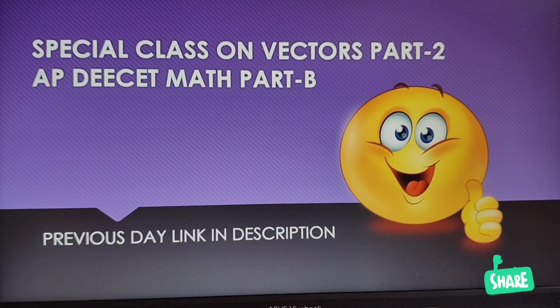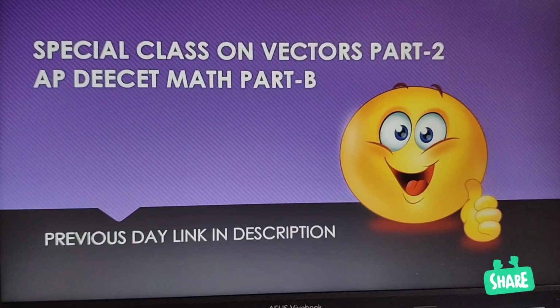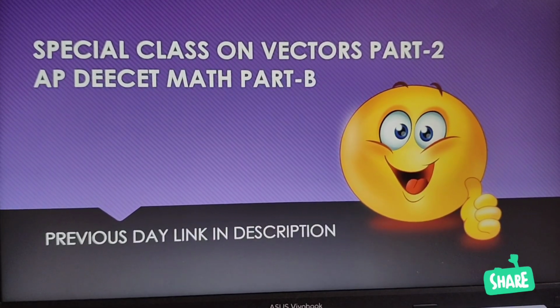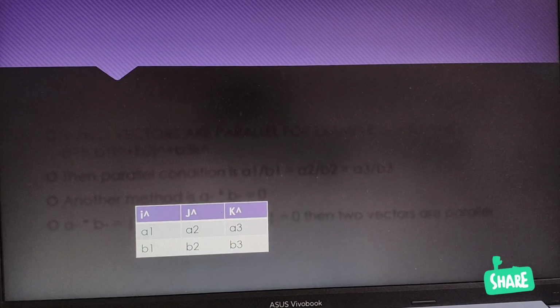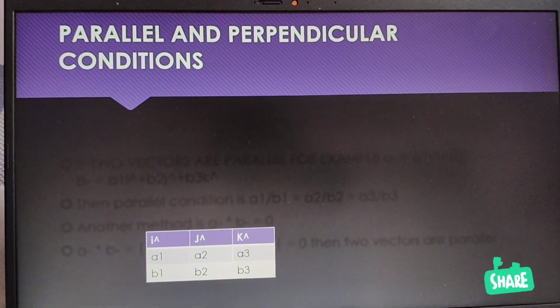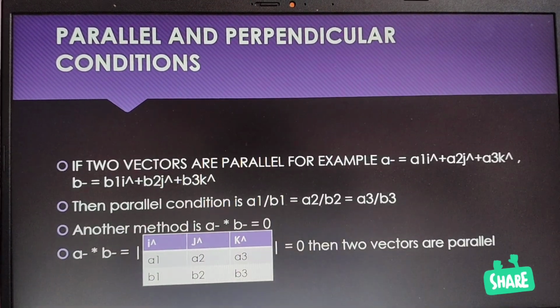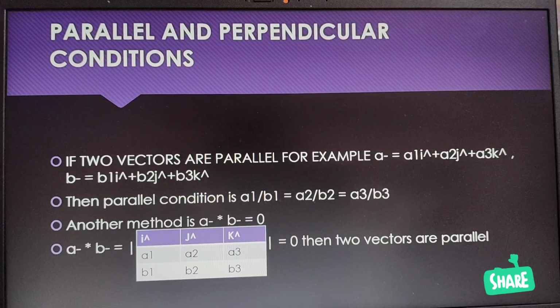Let us move on towards the class, and the next part will be the quiz. Please do participate. For that you need to have greater concentration in this video. First of all, let us learn about parallel and perpendicular conditions.